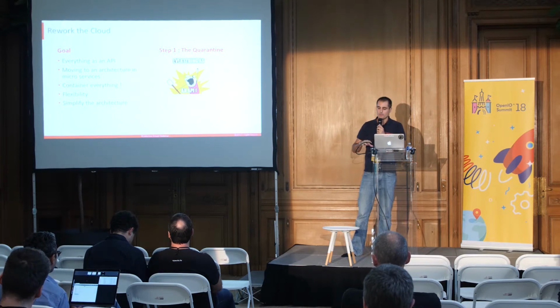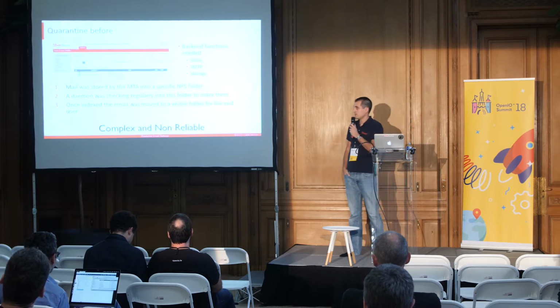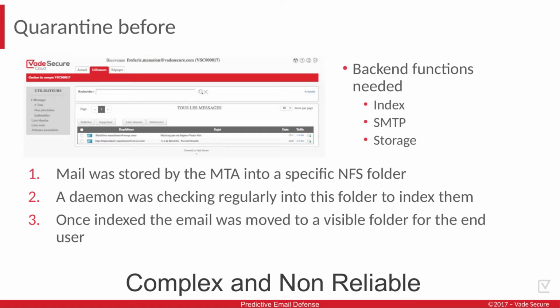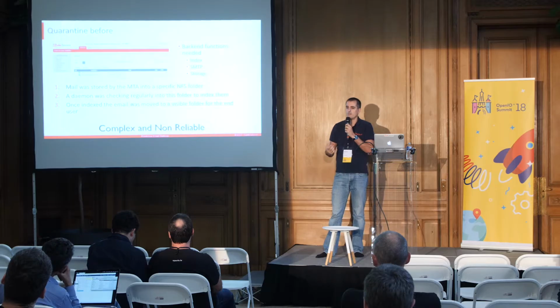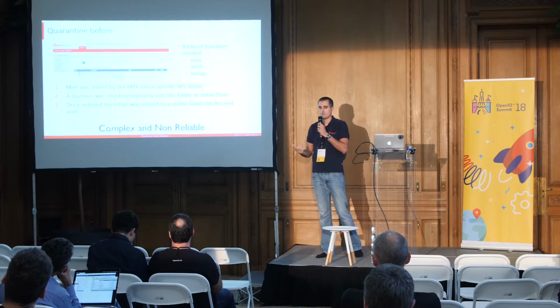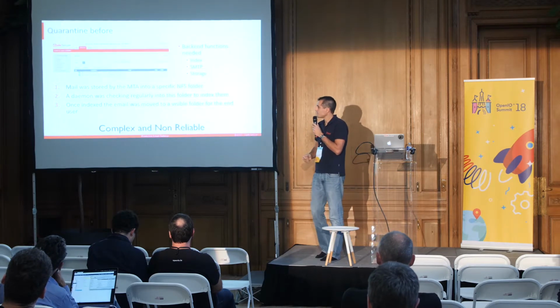So the first step to do that was the quarantine. What is the quarantine from an end user perspective? This is what you see on the left. It's a web user interface where the end user connects and can interact with the emails that are in the quarantine. So you can release the email, read the email, which is usually spam or advertisement.